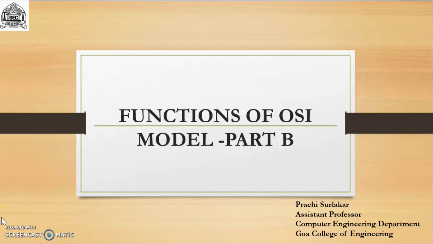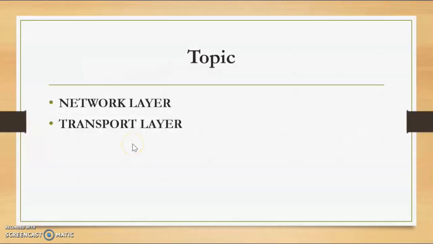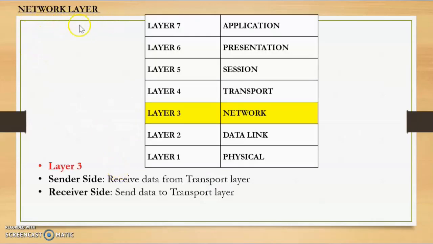Hi, so let us continue with the OSI model. In the last video, we discussed the first two layers of the OSI model, that is the physical and the data link layer. So in this video, we will discuss the functions of the next two layers, the third and the fourth layer of the OSI model, that is the network layer and the transport layer. So let us start with the network layer.